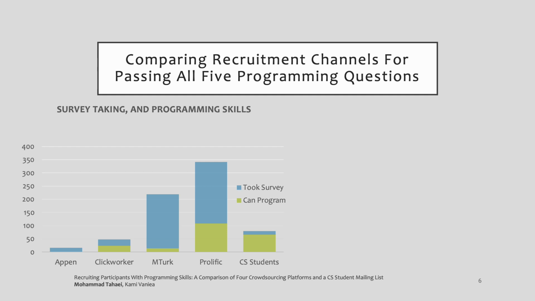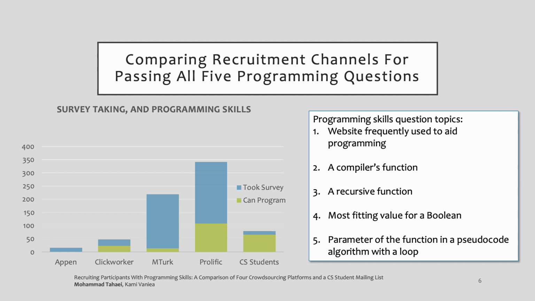In this chart, you can see participants who took the main survey. All of these participants were screened against the question, do you have programming skills? And if they say yes, they were invited to take the main survey. One of the survey instruments assessed participants' programming knowledge with 5 questions that covered the website that they frequently used for programming, description of a compiler and a recursive function, the most fitting value for a boolean, and identifying the parameter of a function in a pseudocode algorithm with a loop.